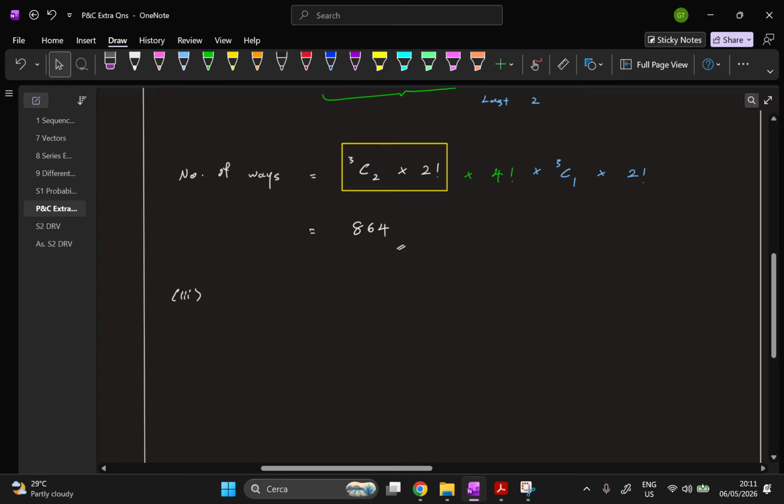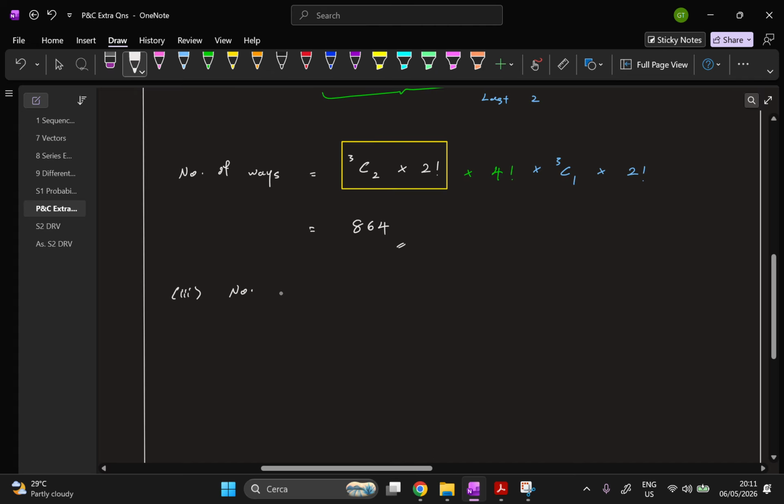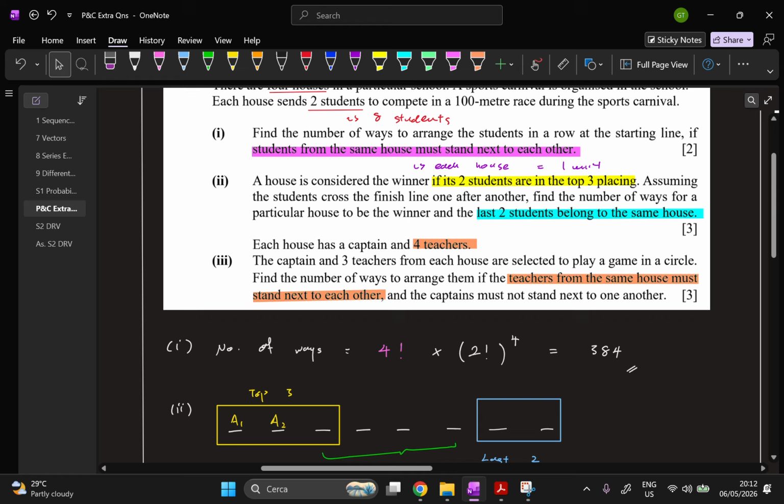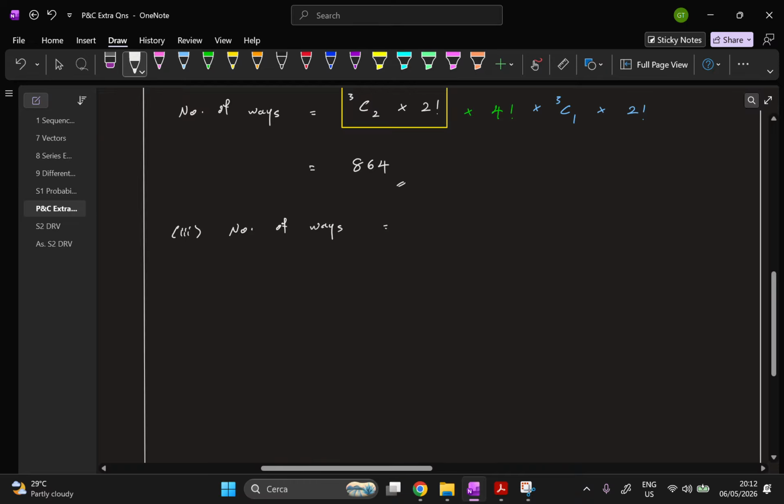Okay? So, by number of ways, how do I want to do this? Let me think for a bit. So I know that I want to permute the 4 captains last. So first, let us choose the teachers, because it says 3 teachers from each house, right? So out of the 4 teachers from each house, I need to choose 3 of them. So 4 choose 3 is my first term.